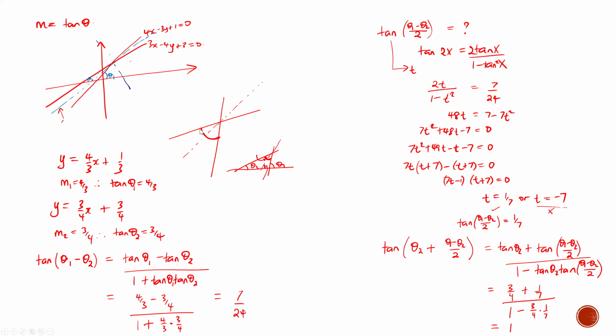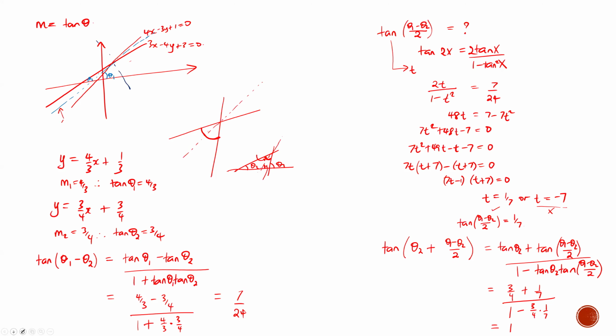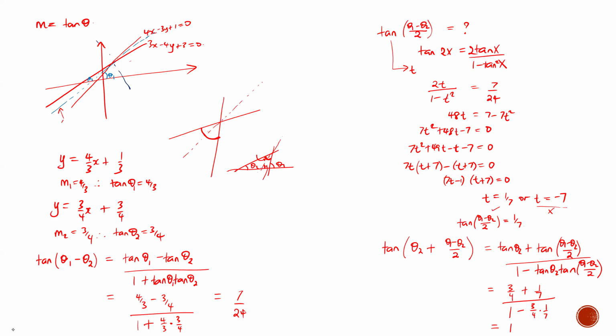Now, if its gradient is 1, we need a point that lies on it. And we already said that the point of intersection of the two lines is a point that lies on the angle bisector. So we can find the point of intersection of the two lines by solving the equations of the two lines simultaneously. We have the two lines already in the form y is equal to mx plus c, so we can go ahead and solve them simultaneously.